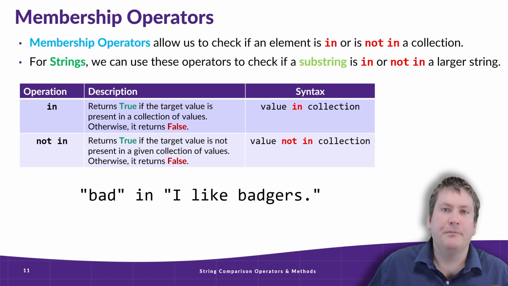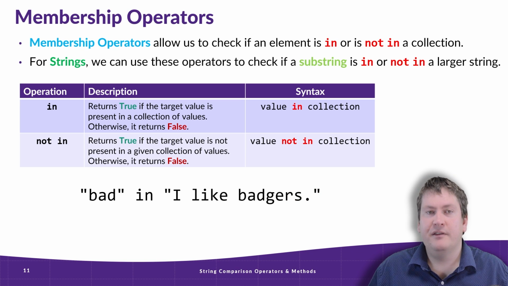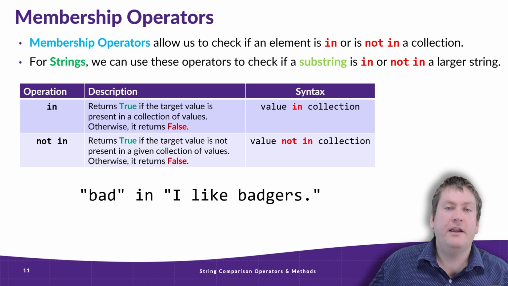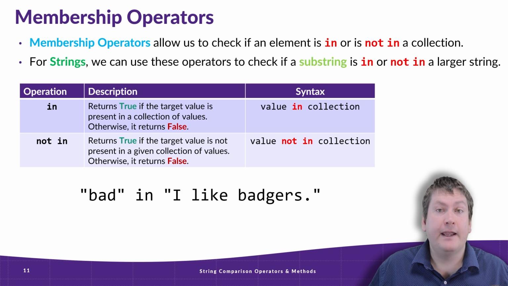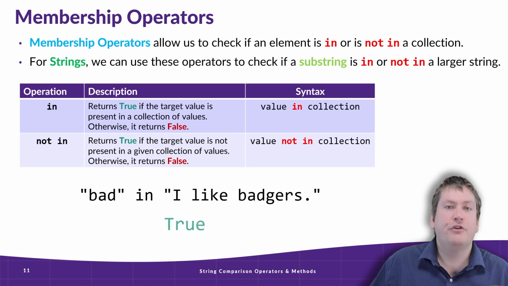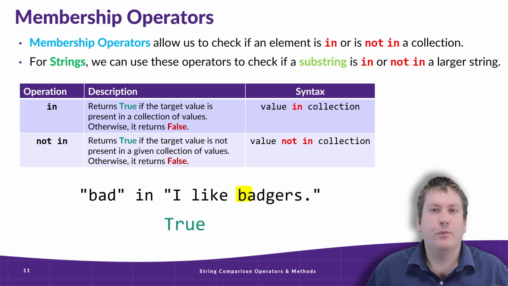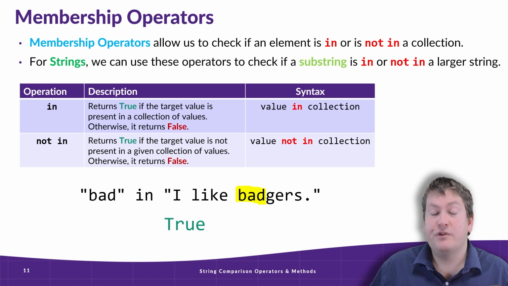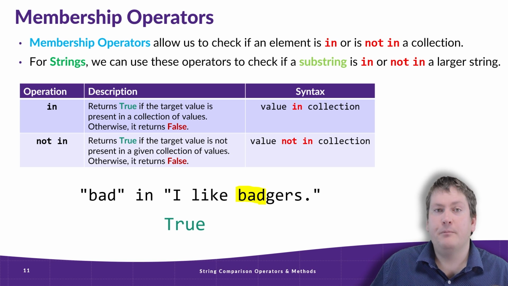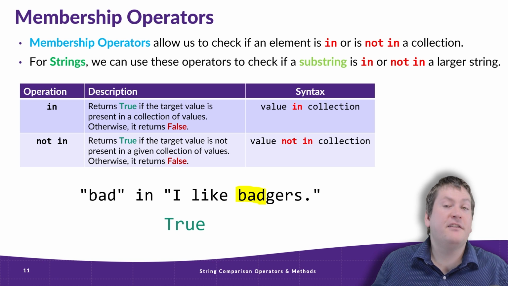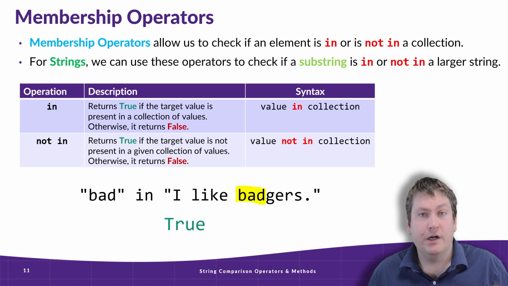This can be a problem though, because it can give unexpected results. Like if we're looking for the word bad in the string I like badgers, it's going to return true because we found the word bad in badgers, which might not be what we expected. So it's important to keep this in mind that it's not smart enough to check if it's its own word.